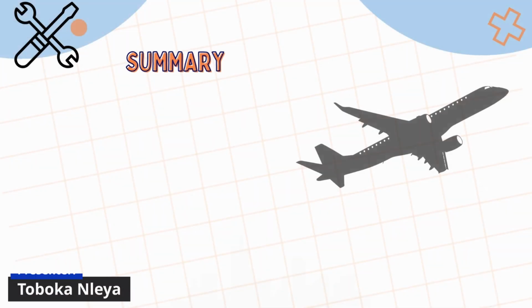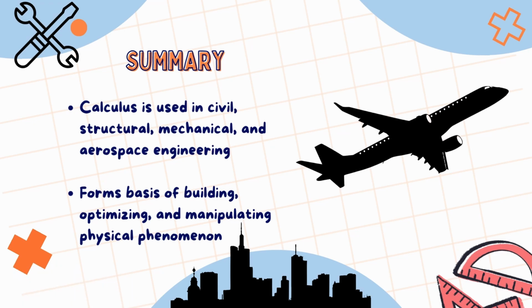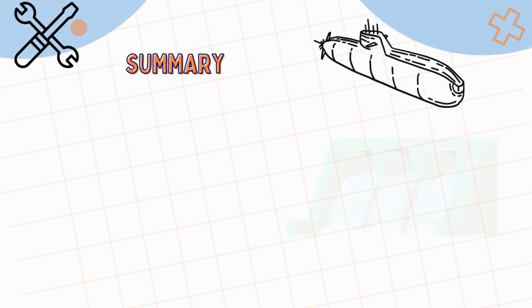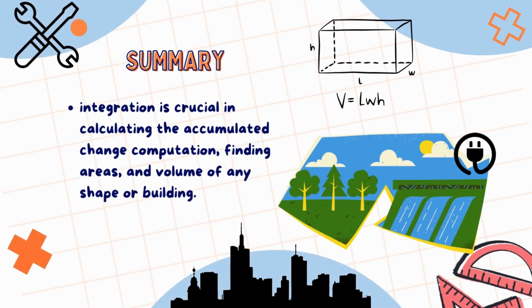To summarize, calculus is a tool used all over the engineering industry in civil, structural, mechanical, and aerospace engineering. It forms the basis of building, optimizing, and manipulating physical phenomena. Differentiation is important because it is used to find the rates of change of quantities, such as formulating equations of motion for mechanical systems. Meanwhile, integration is crucial in calculating accumulated change and finding the areas and volumes of any shapes or buildings. This was evident in our example of the hydro dam.